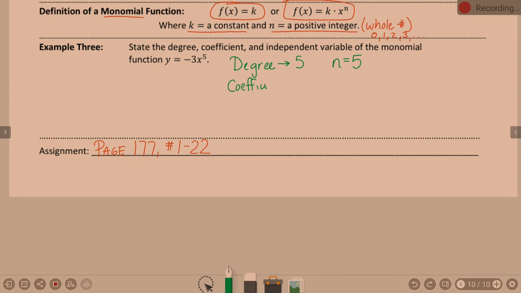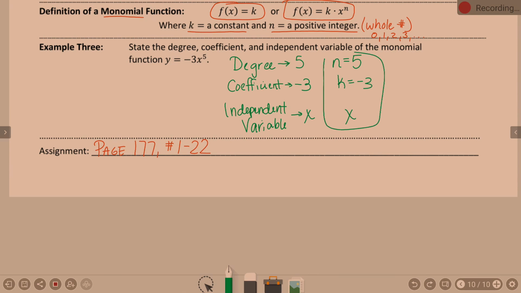Coefficient. What's my coefficient? Negative 3. The coefficient, I try and use that word a lot. It's that number out front of the variable, right in front of the variable. In this case, it would be your k value, so k is negative 3. And what's my independent variable going to be? X. It's your x. So we had a degree of 5, a coefficient of negative 3, and our independent variable is x.